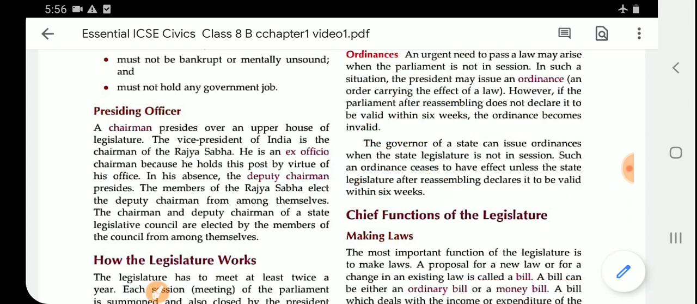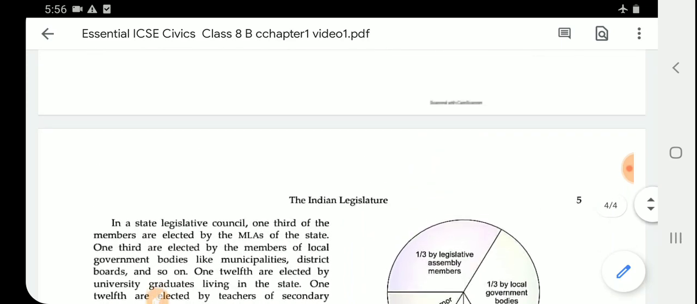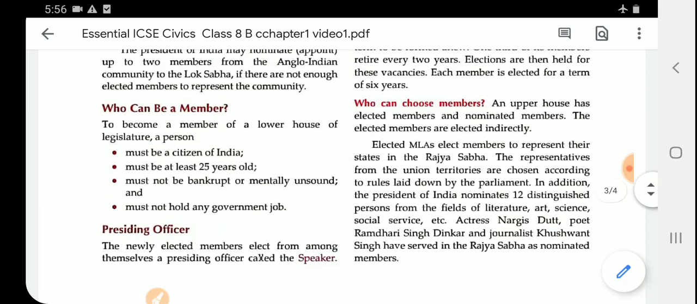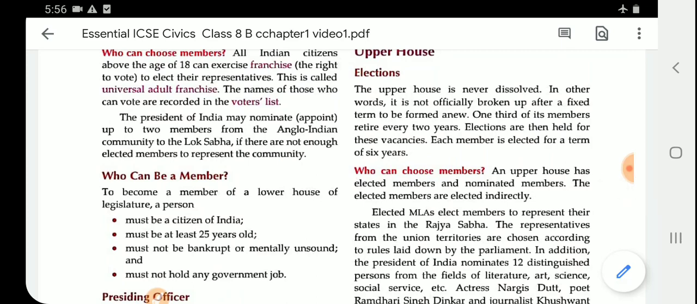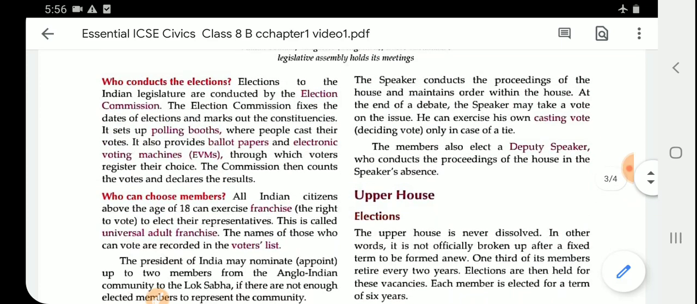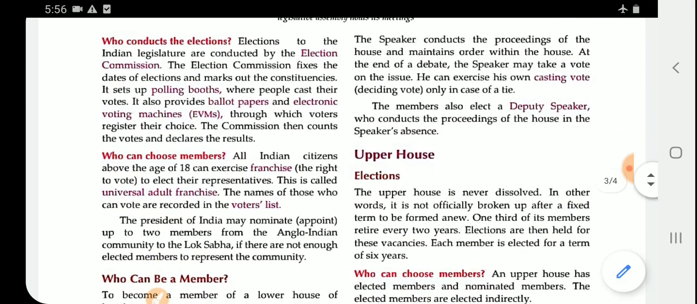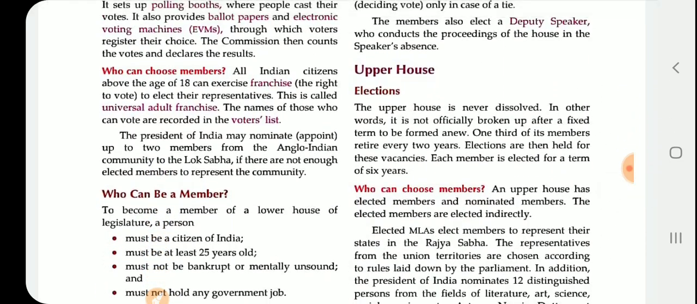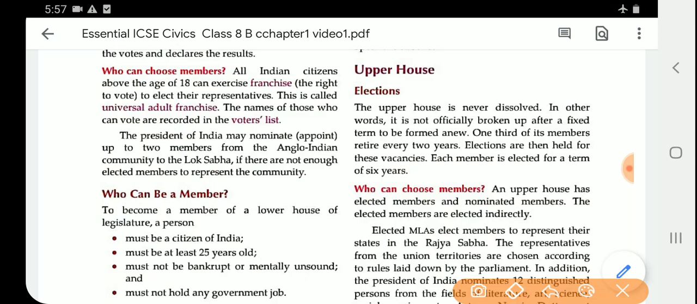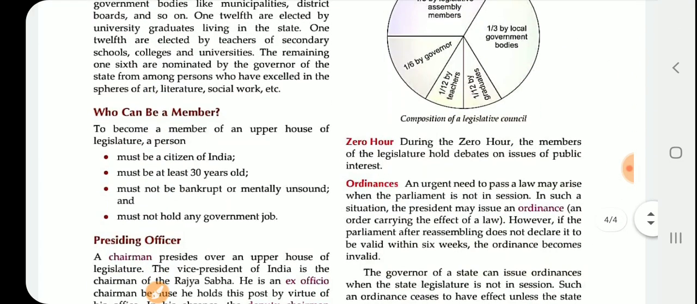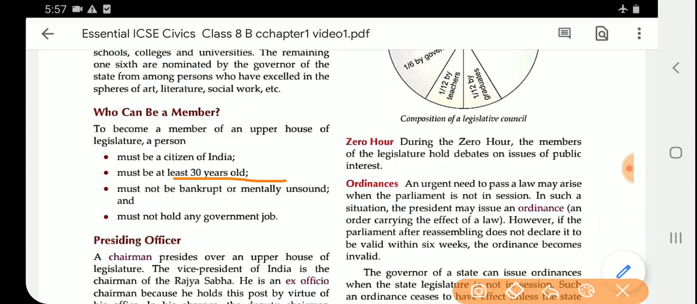So dear students, please go through this video and learn about the upper and lower houses, who can be a member, who can choose the members, their elections, and who conducts the elections. I hope you have understood the difference between who can be a member. In the lower house, the age mentioned is 25, and in the upper house, the age mentioned is 30 years. So don't think that it is the same age.